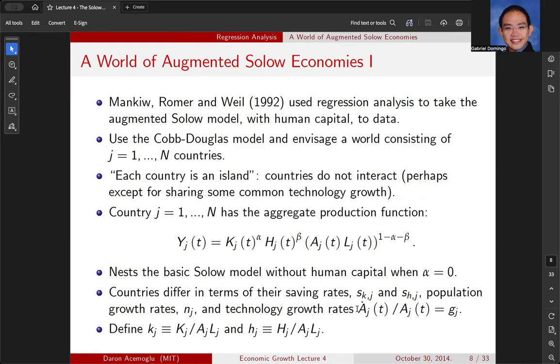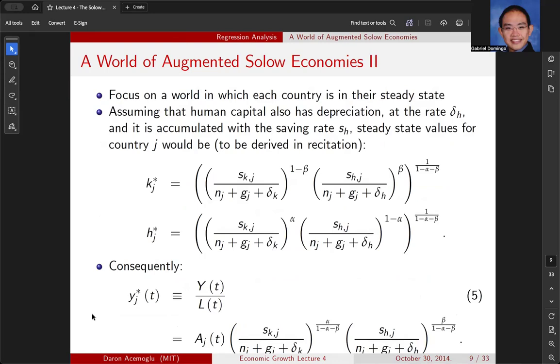Like the standard Solow model, A dot over A is g. So that's just the growth in efficiency of labor, right? And then you can, as usual, define the capital per effective labor and now human capital per effective labor, because now you have two kinds of capital, physical and human. We focus on the steady state.